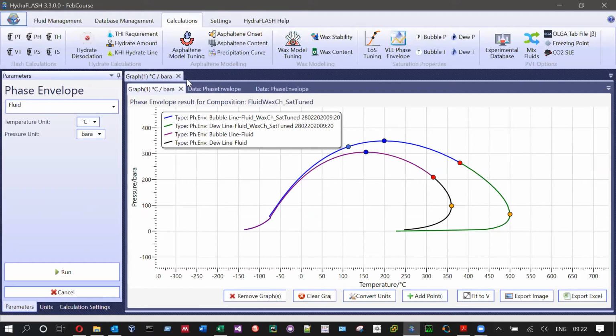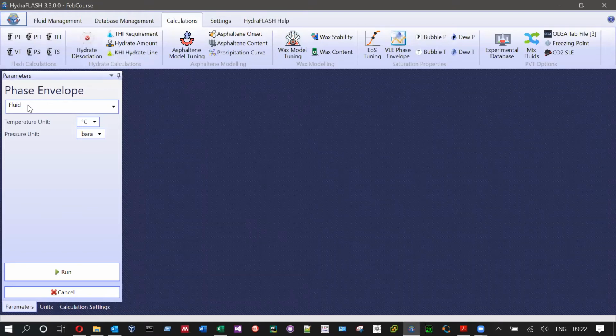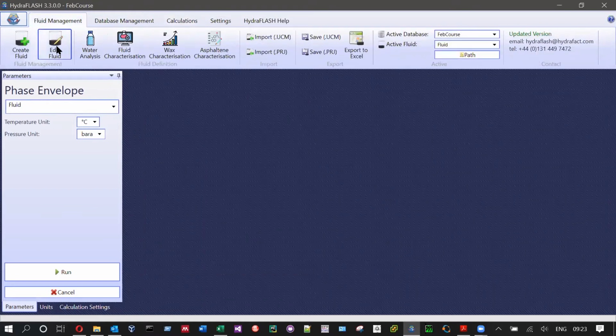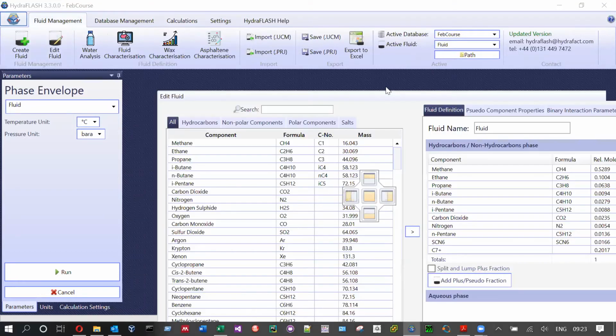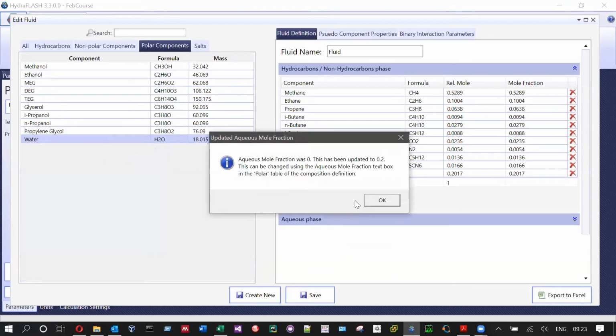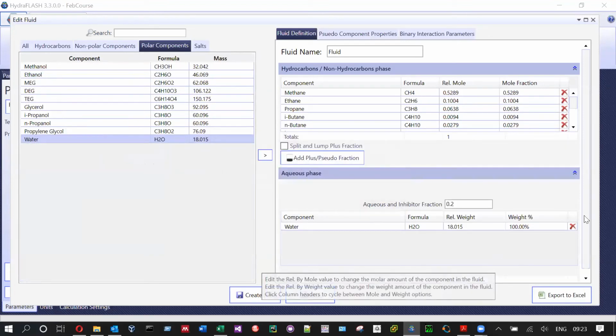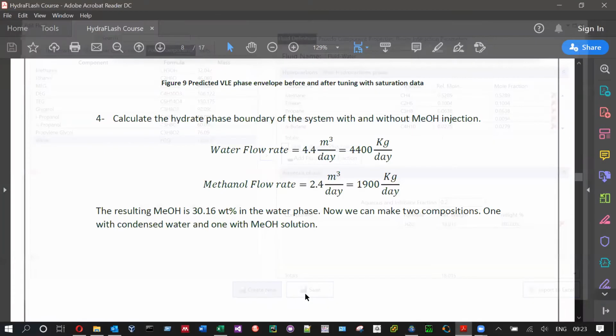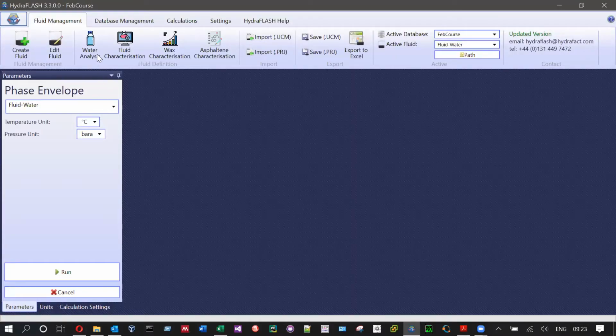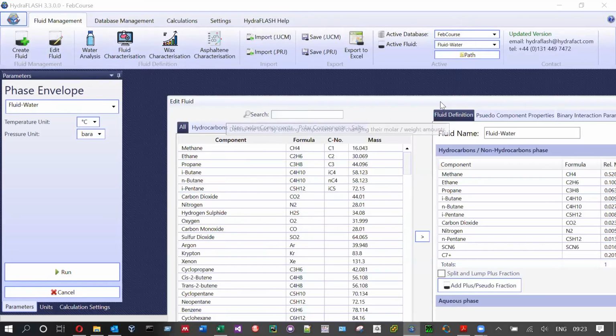So what I need to do is to just add water to this fluid. Okay, so I go to edit composition because I want to add water. I add water to the system, and then I change the name. I name it fluid and water, and I create a new composition. And then I just need to add also methanol to the system.